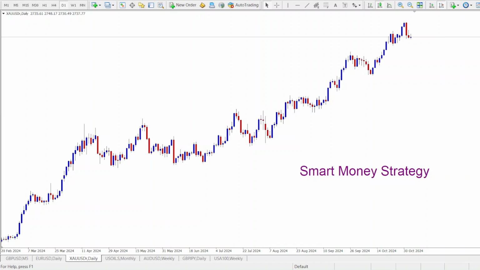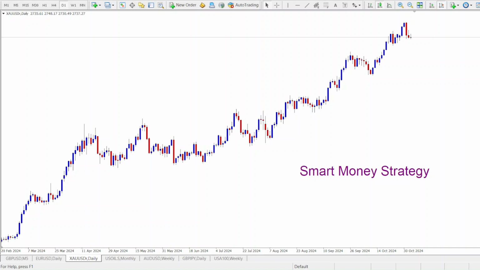Like every other strategy out there, the smart money strategy is not foolproof and it does not guarantee profits. Okay, but it does help you avoid unnecessary losses by trading with the flow of the market. It's like surfing the waves instead of against them. Okay, now let's break down some of the key components of the smart money strategy. There are a few main things you want to look out for.